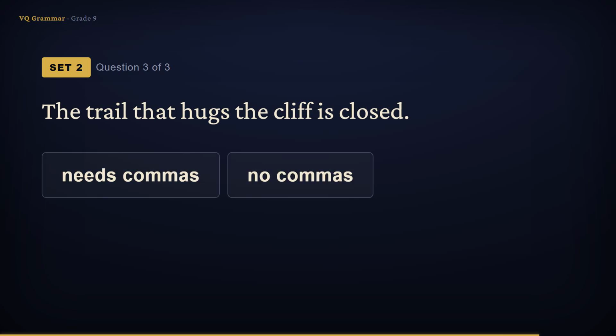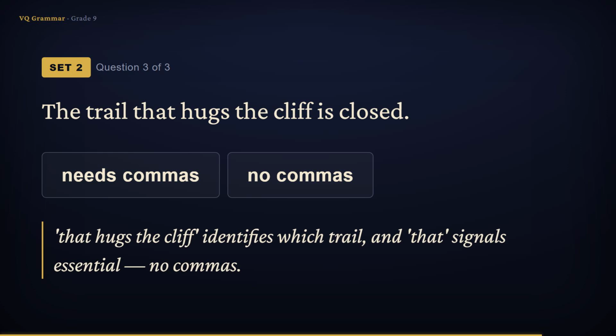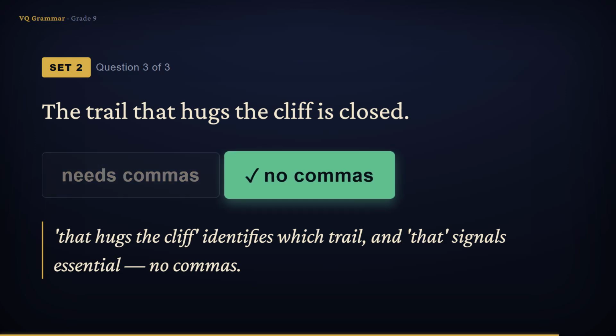The trail that hugs the cliff is closed. Lift out that clause and you get the trail is closed. But which trail? The phrase that hugs the cliff is doing the identifying, and notice it begins with that. It's essential, so no commas. The answer is no commas.